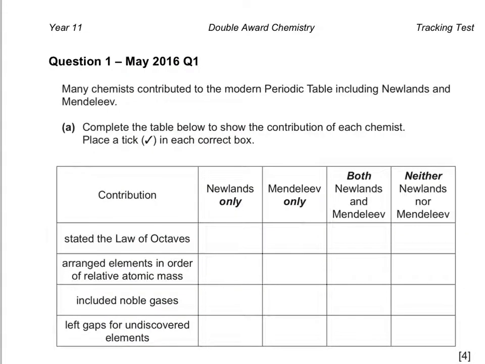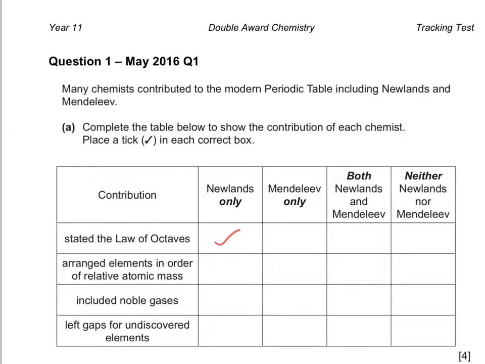Question 1 refers to the history of the periodic table and talks about the works of Newlands and Mendeleev in the development of the periodic table. You are given 4 statements and asked to tick whether it was Newlands only, Mendeleev only, both Newlands and Mendeleev, or neither Newlands or Mendeleev. So the first statement is who stated the law of octaves, and that was Newlands only. So he stated the law of octaves and Mendeleev did not.